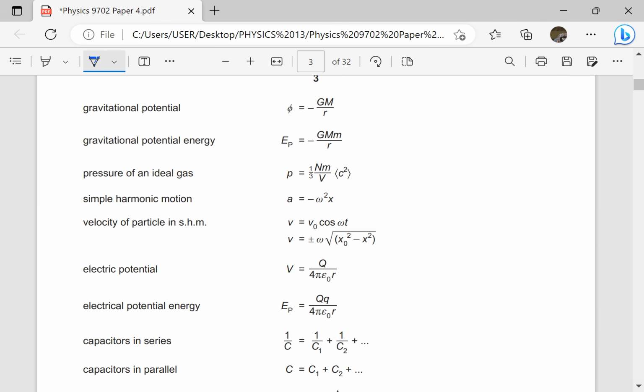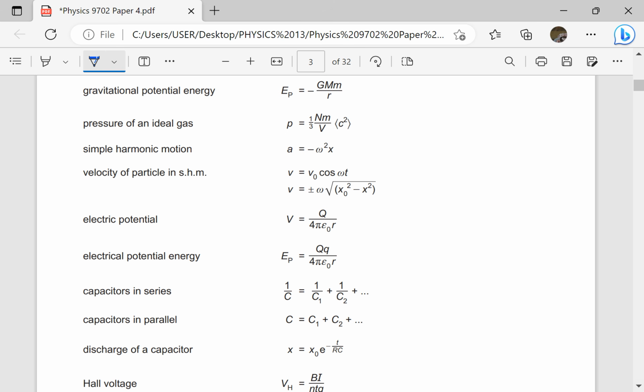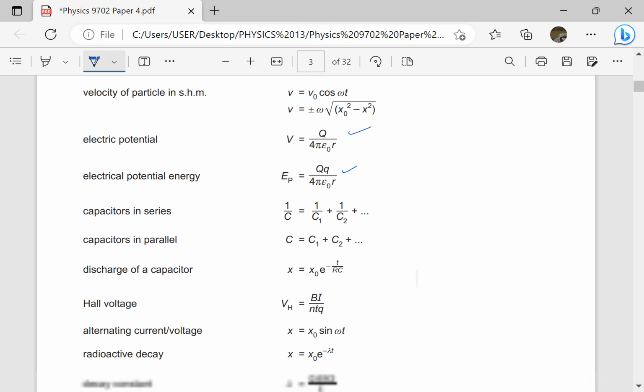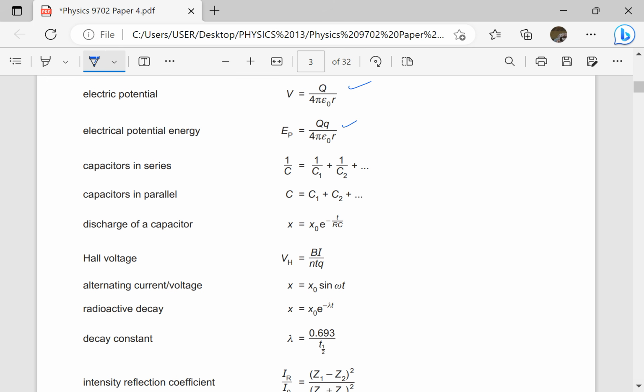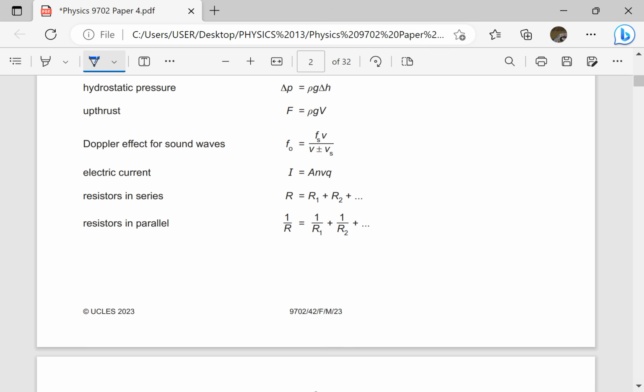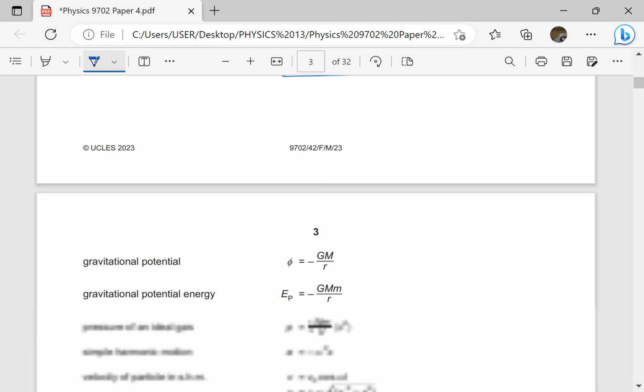Gravitational potential energy, pressure of an ideal gas, simple harmonic motion, velocity of simple harmonic motion, electric potential energy. You need to know that these equations are available. Capacitors in series, capacitors in parallel. We have also seen resistors in series. Some of these you may think are not necessary in paper 4 because you see them in AS, but some of these concepts will be needed as we are going to see.